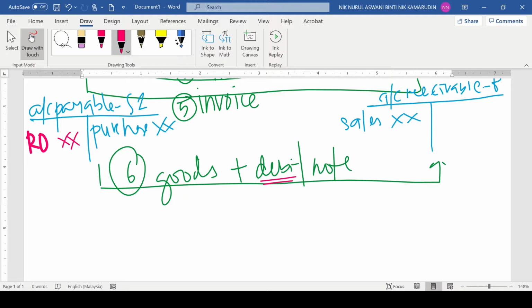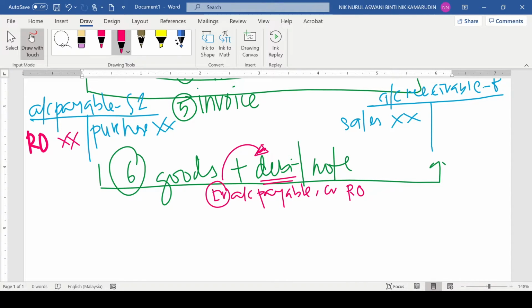What is the journal entry? I hope you still remember. Once you return the goods, you are going to debit account payable and credit return outward. So here you debit, and that's why you issue a debit note. You want to notify the supplier that you have debited their account payable.